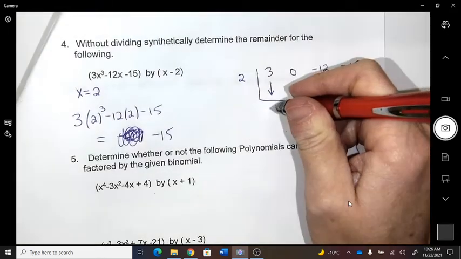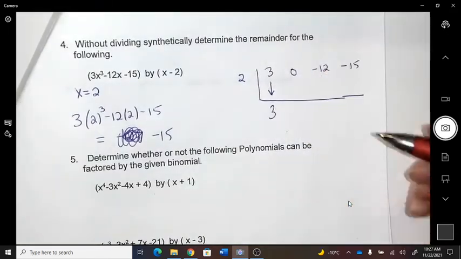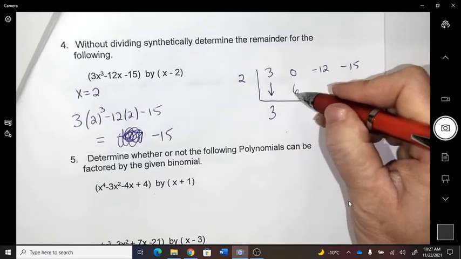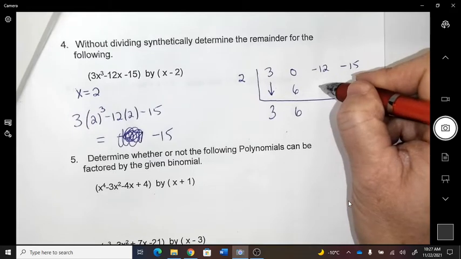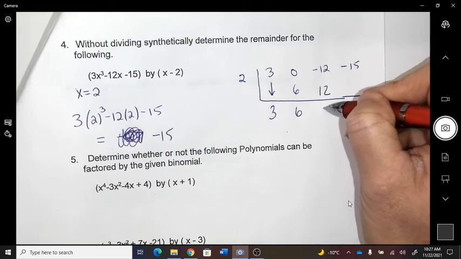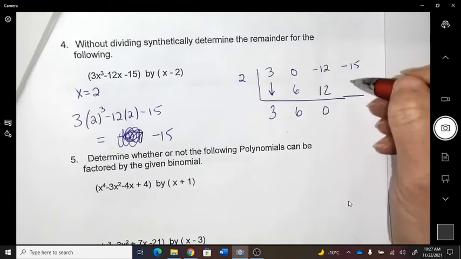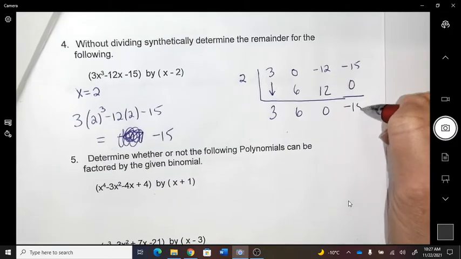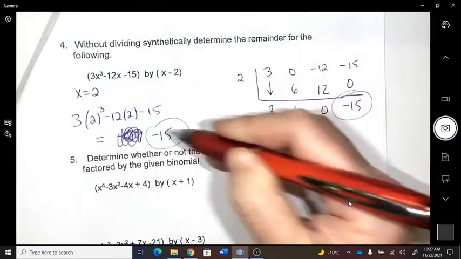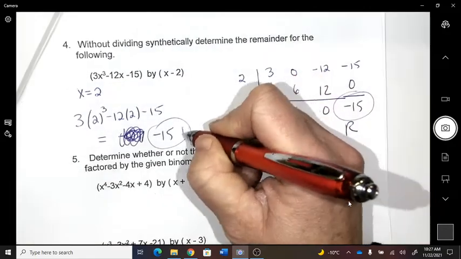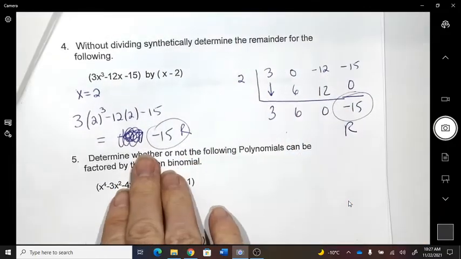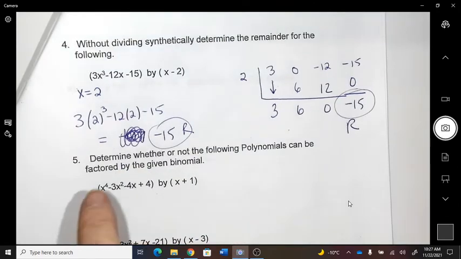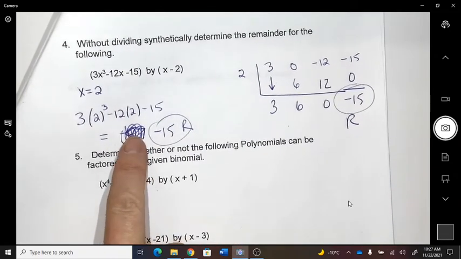Okay, I'm going to bring this down 3. Multiply 6, add 6, multiply 12, add 0, multiply 0, add negative 15. Okay, so I can check my answer, but it said I couldn't synthetically divide, so I had to do the remainder theorem. This is called the remainder theorem. When you plug it in, what's the remainder?